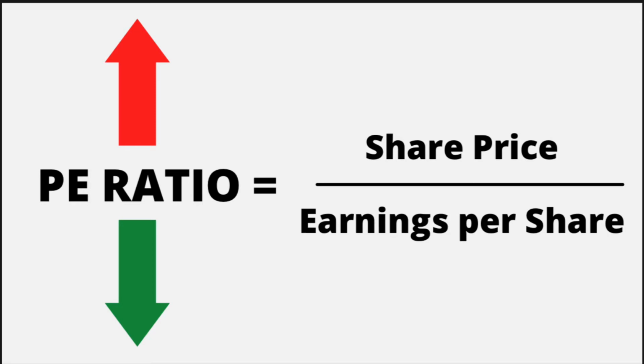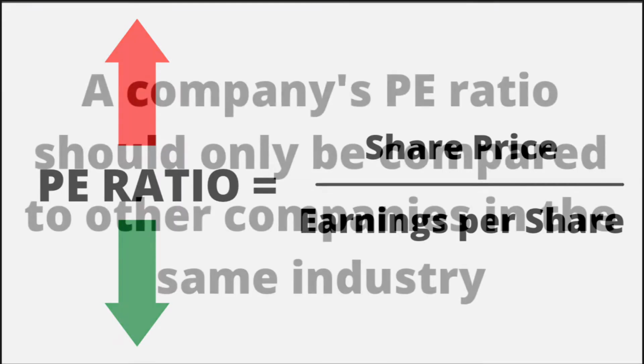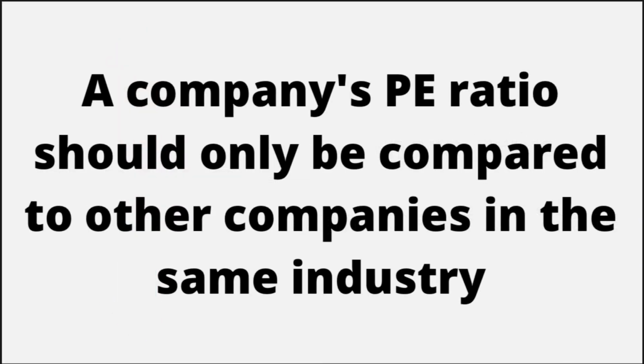Well, a high P/E ratio could mean that the company is overvalued or investors are expecting the company to grow quickly. A low P/E ratio could mean that the company is undervalued or investors really don't have much faith that it will grow quickly. When comparing a company's P/E ratio, you should only compare it to other companies within the same industry. The reason you want to do this is it'll give you a good apples-to-apples comparison of the value and earnings of the company you are investing in.